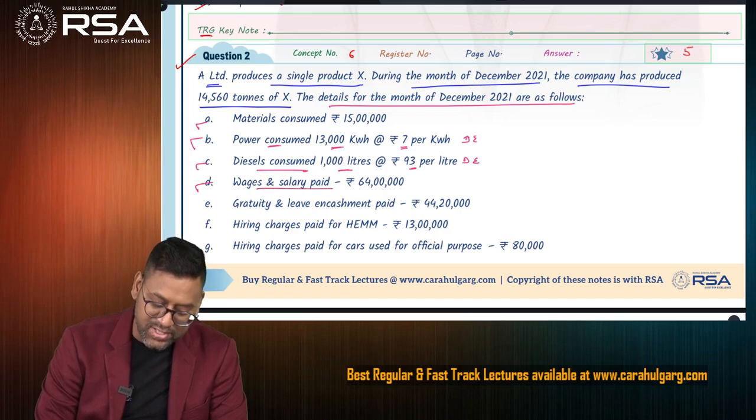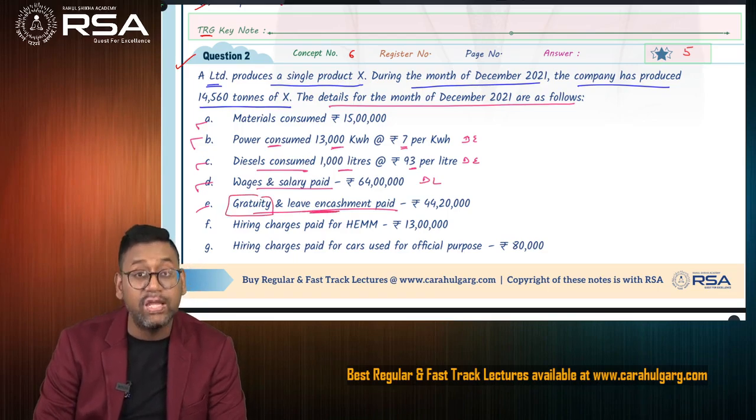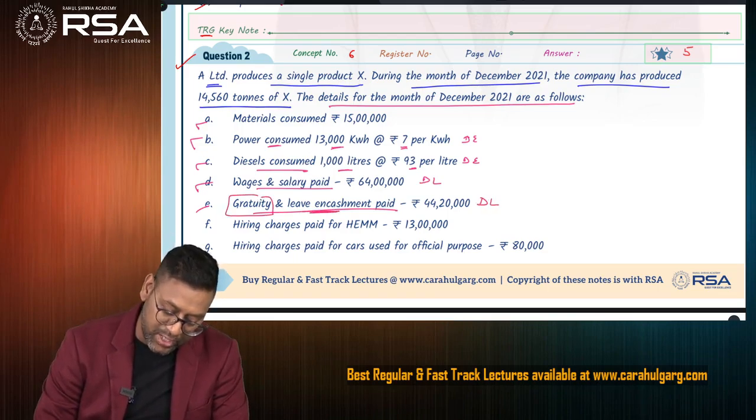It says wages and salary paid. It is surely the direct labor. Gratuity and leave encashment paid. To whom it will be paid? Gratuity and leave encashment to the employees. So it is again direct labor.